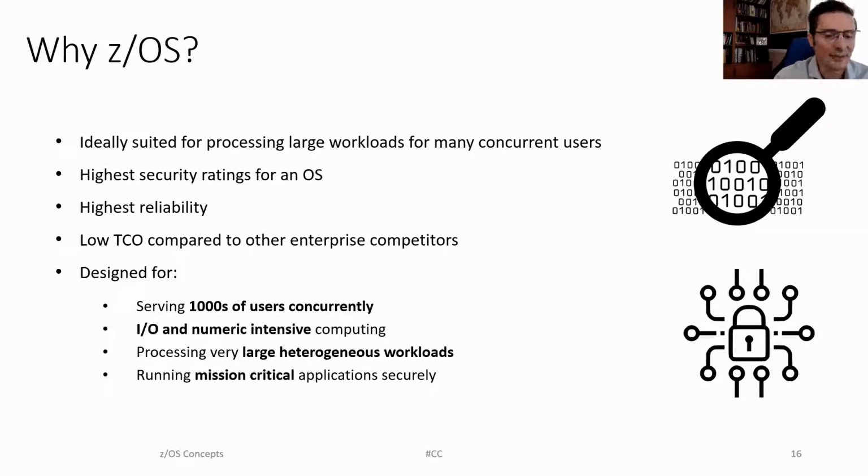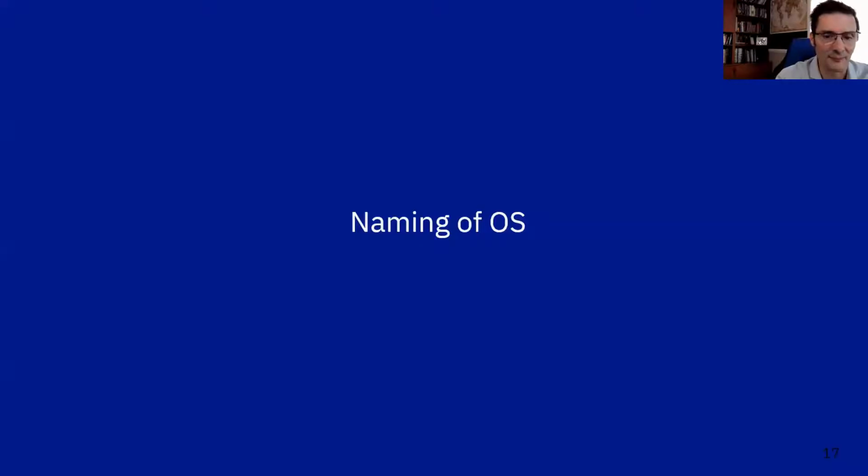And it's great at processing very large heterogeneous workloads, meaning that I have workloads that are maybe dissimilar to one another, and yet they can run in parallel with minimal impact to the other applications that are running on the system. And again, it runs mission critical applications securely. So these are the strengths of the zOS operating system.